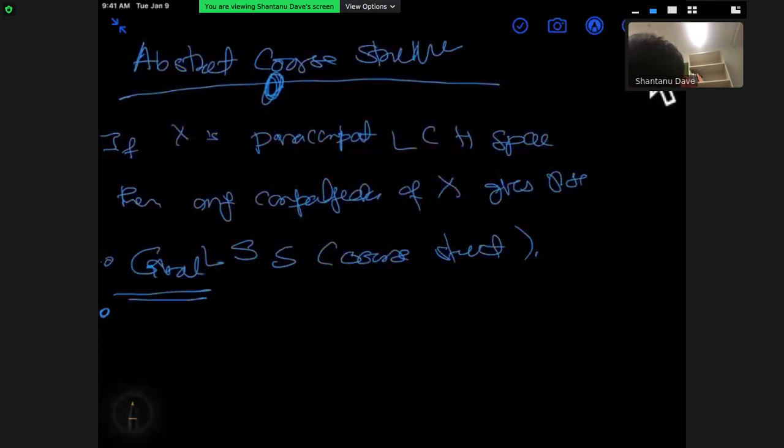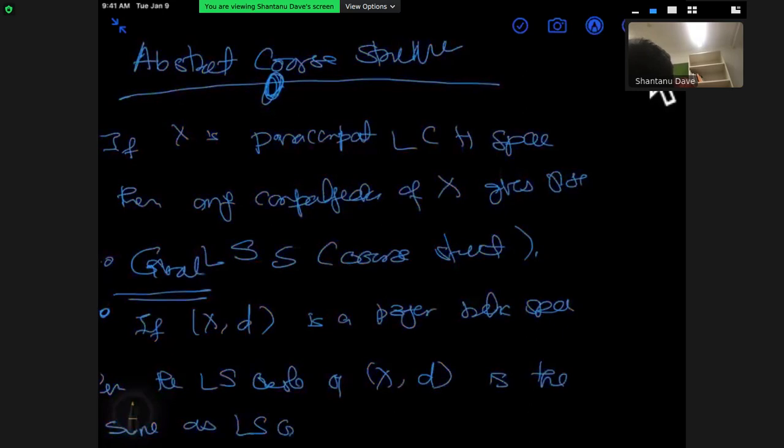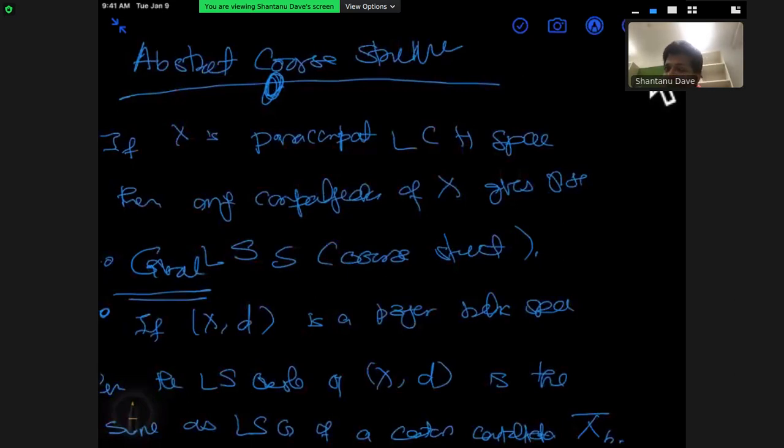is that there is a compactification. So if X is a proper metric space, then the large scale geometry of X is the same as the large scale geometry of a certain compactification. Okay, I will explain what this compactification is. That's a part of our goal, right? We don't know what it is now, but this is our goal today, right?